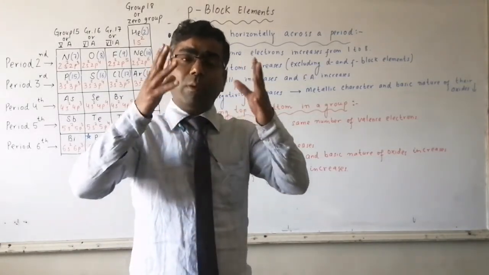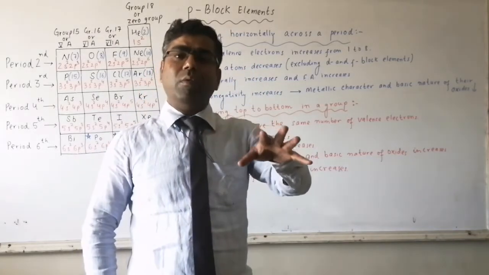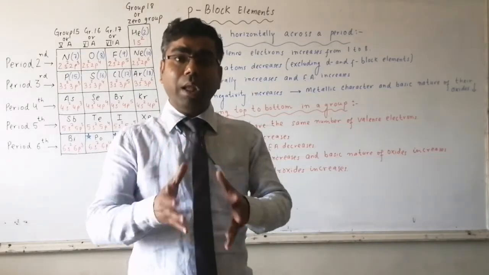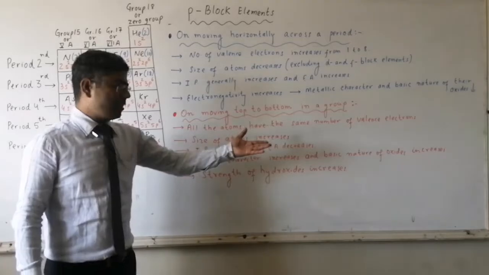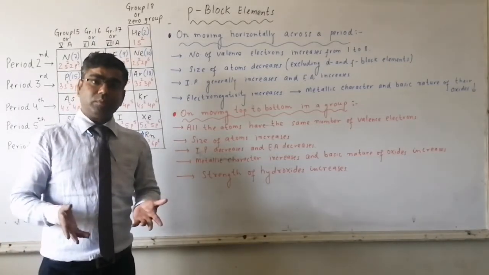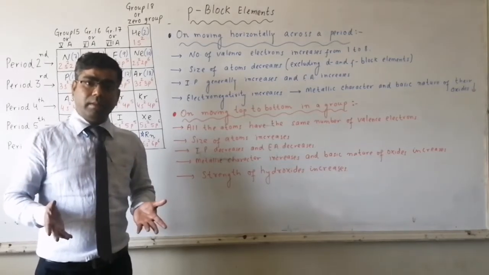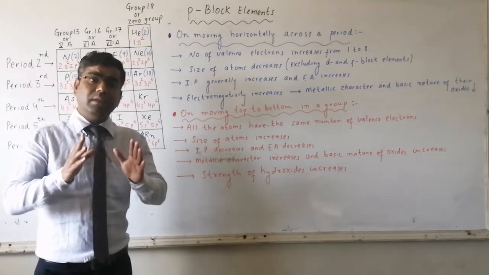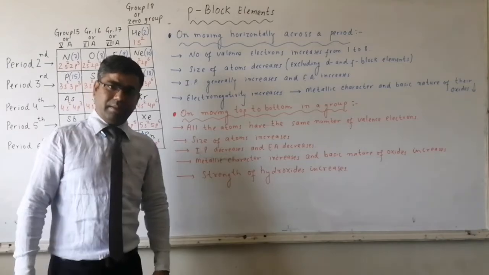As we are moving from top to bottom, atomic size increases, so the tendency to lose electron will increase. It means metallic character will increase. Basic nature of oxides increases. Very true. If the metallic character is more, the oxide formed will have basic character. If the element is more metallic, its basic nature will be more. And then the strength of hydroxides increases.